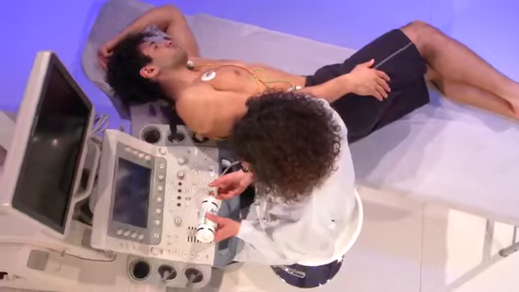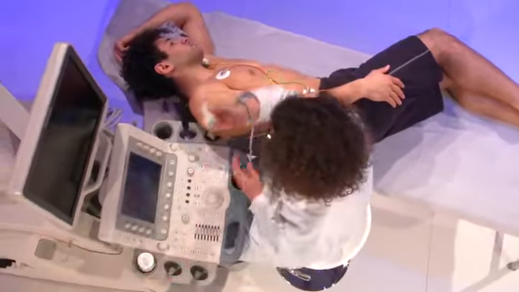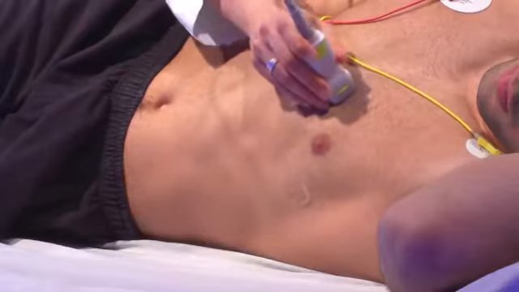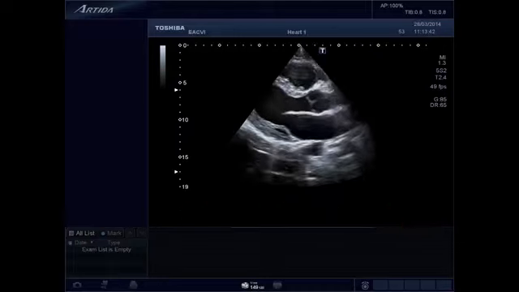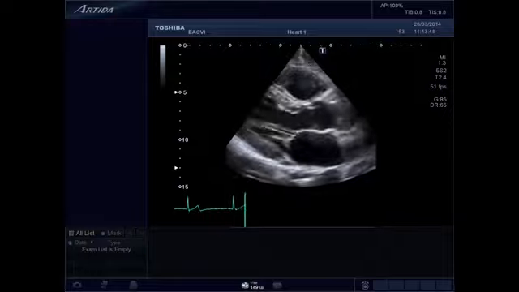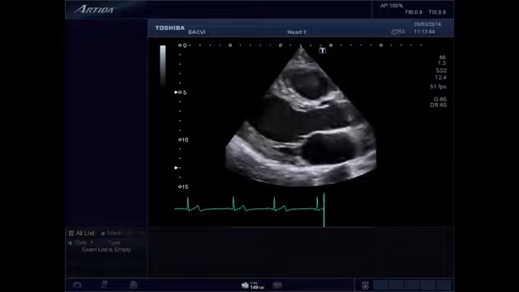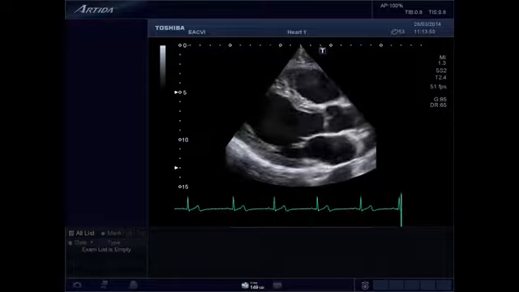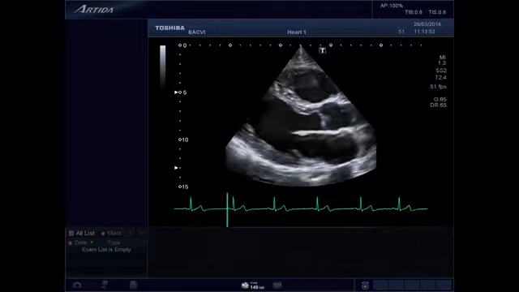So we will see the standard Doppler acquisition, viewing in each view which Doppler acquisition I can have in the standard examination. So we will start with a parasternal long axis view. On the parasternal long axis view, I will be able to assess the aortic flow with the color Doppler.